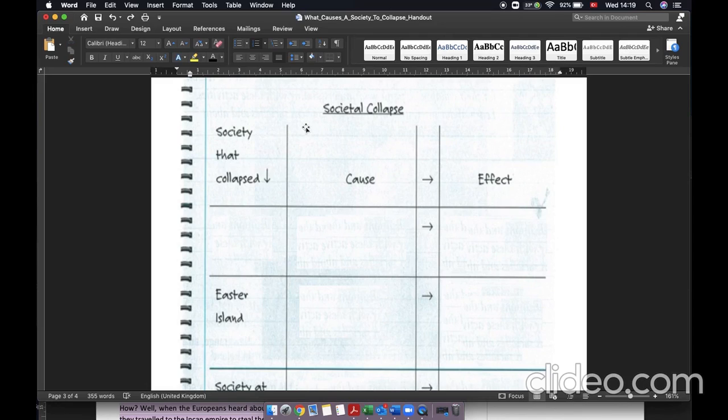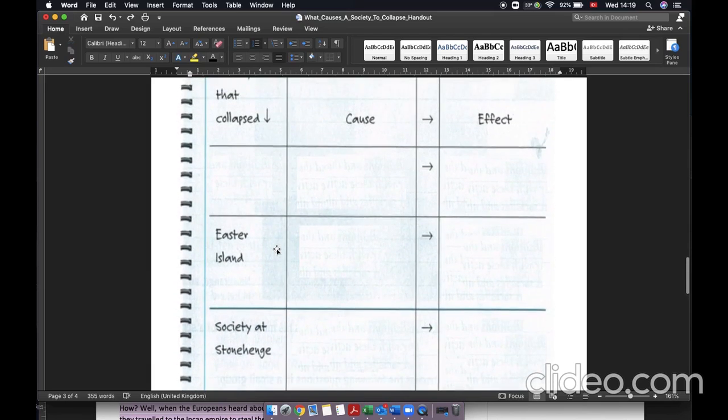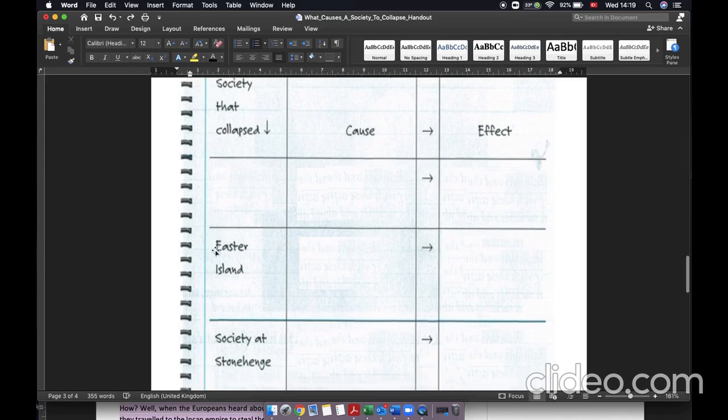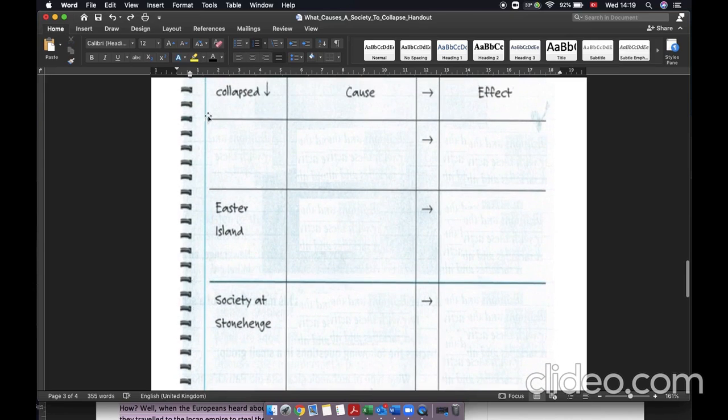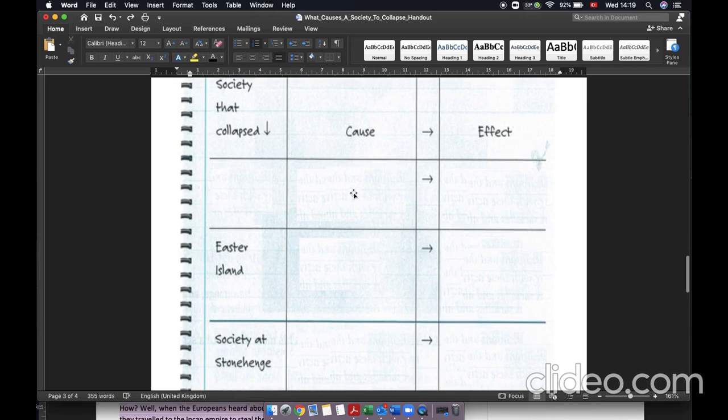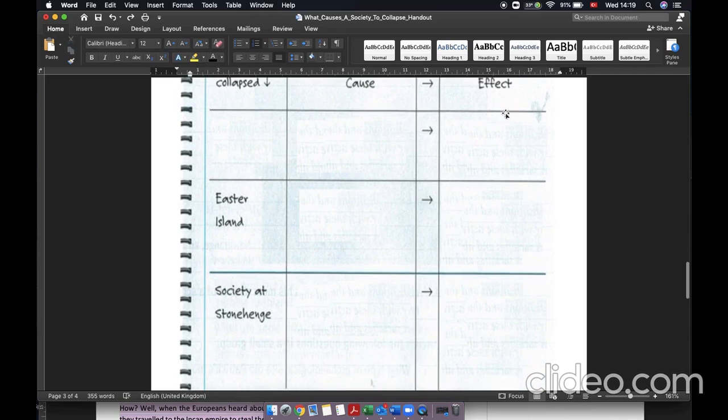Societal collapse. And in this table, you will see three columns. In the first column, the societies that collapsed are noted. So here we don't know the first one. The second is Easter Island, and the third is Society at Stonehenge. And you also need to note down the causes and the effects of these societies' collapses in this table.